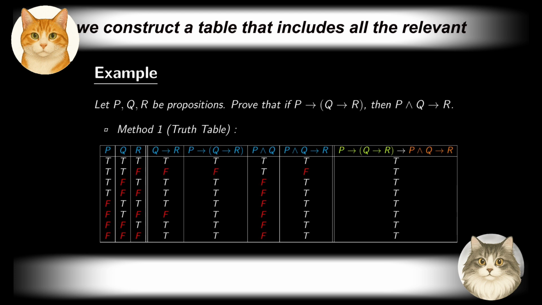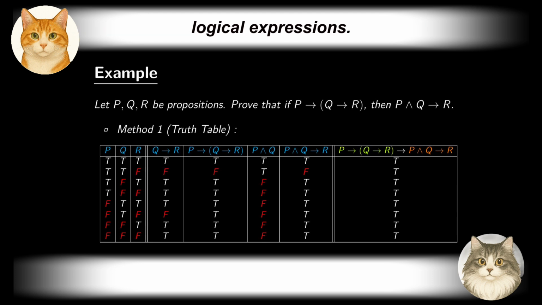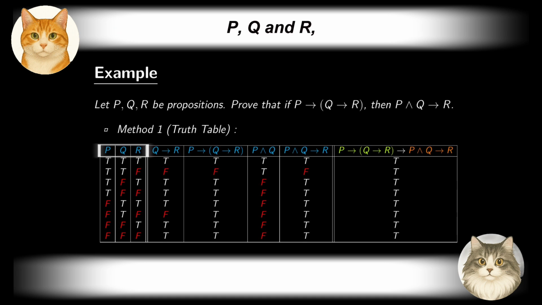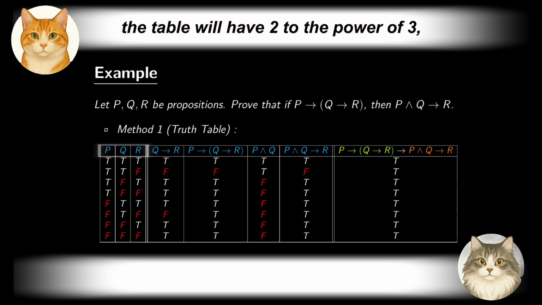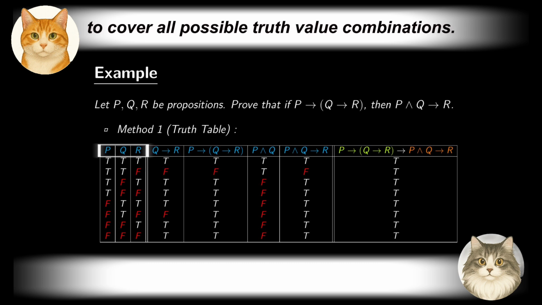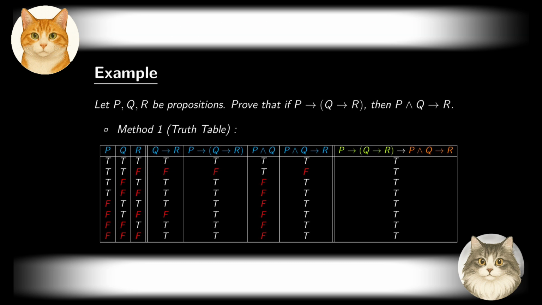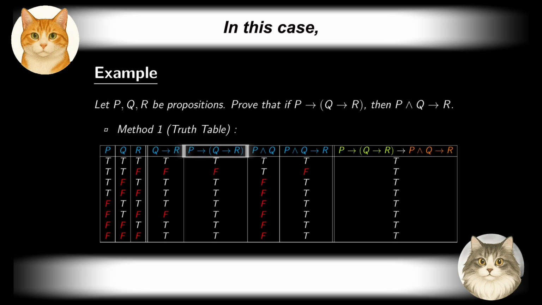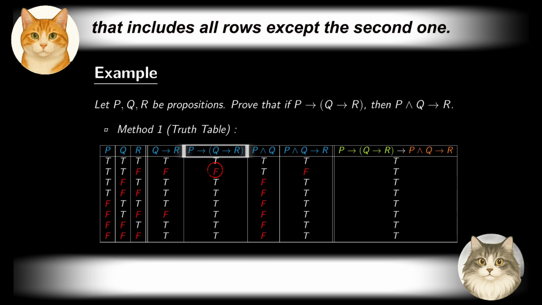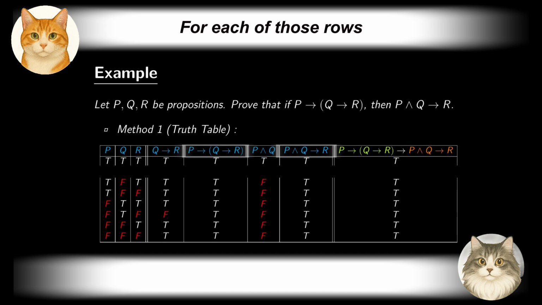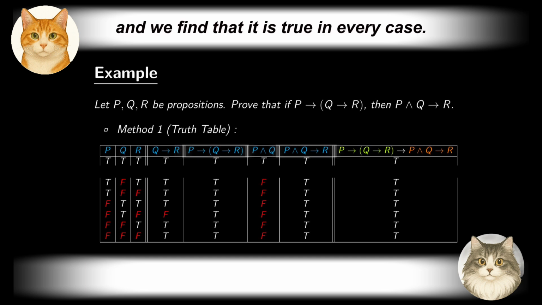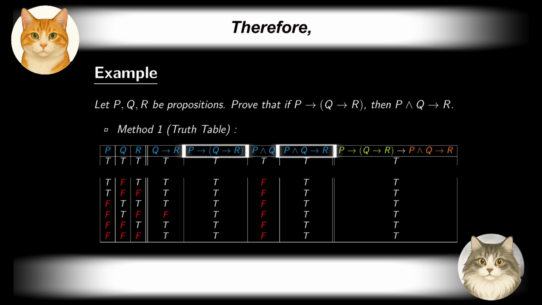To do this, we construct a table that includes all the relevant logical expressions. Since there are three basic propositions, P, Q, and R, the table will have 2 to the power of 3, which is 8 rows, to cover all possible truth value combinations. We then look at the rows where the premise P implies (if Q then R) is true. In this case, that includes all rows except the second one. For each of those rows, we examine the truth value of the conclusion if P and Q then R, and we find that it is true in every case. Therefore, the implication we set out to prove is logically valid.